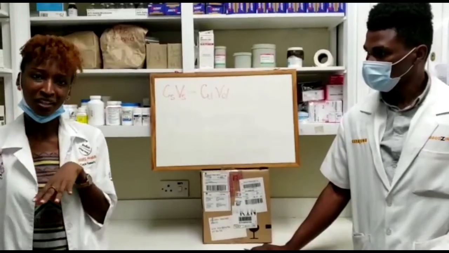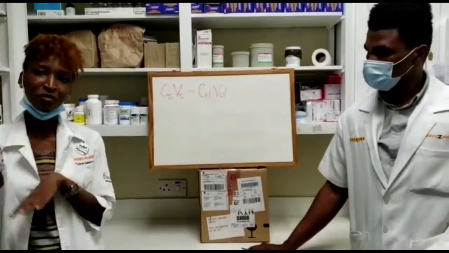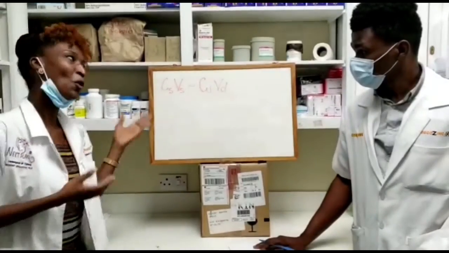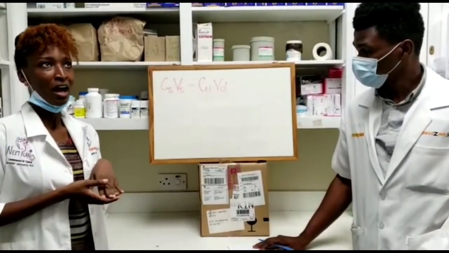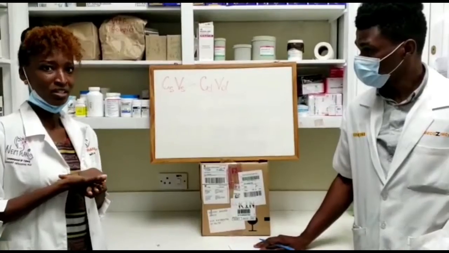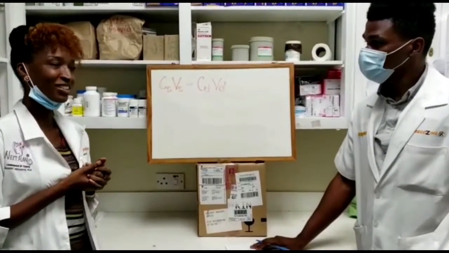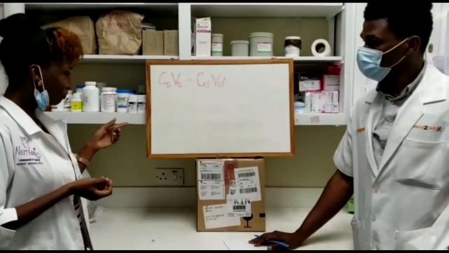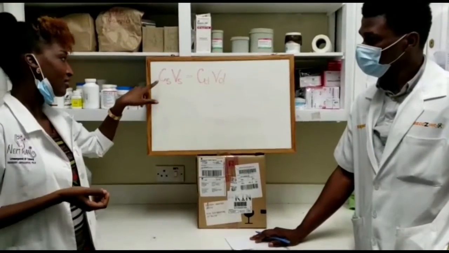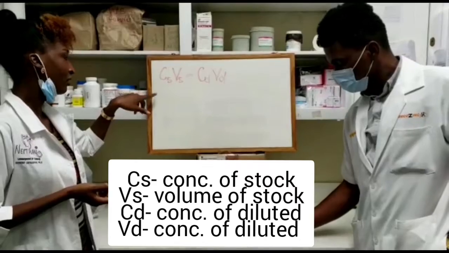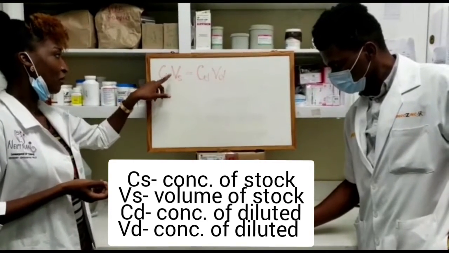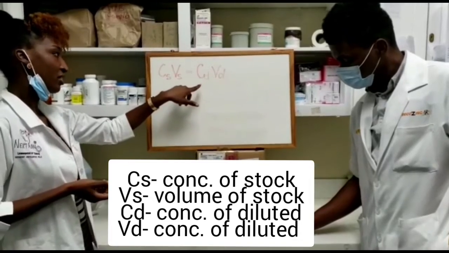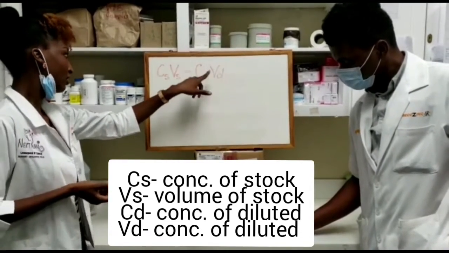In order to dilute alcohol, you'd have to use a specific calculation. And today we're going to use CSVS equals CDVD to find out how much alcohol we're going to use and how much water we're going to need. We're going to use 95% alcohol to make 70% alcohol. Just a refresher, CS represents the stock concentration of alcohol that we have. VS represents the volume that we're going to use of the stock. CD represents the diluent concentration and VD the volume of the diluent.